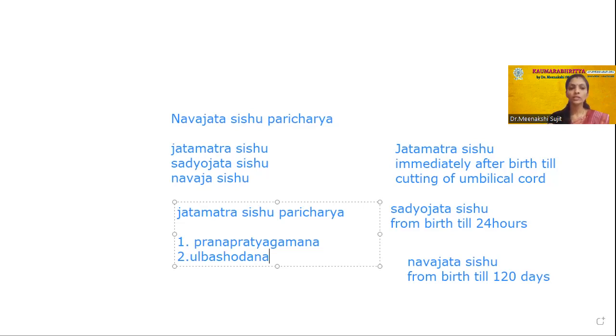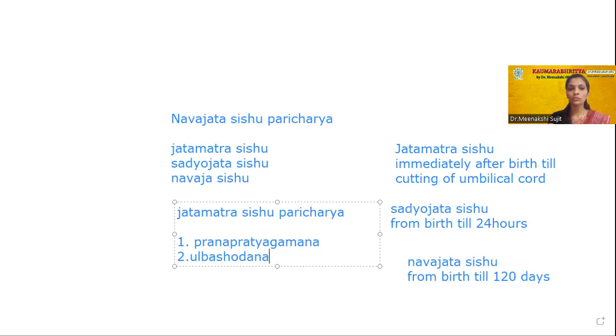Veshtite jayate ena garbhasa ulbaha prakirtitha. From the definition, ulba may be equated to vernix caseosa or fetal membrane. At birth, the skin is covered by a white colored paste, as I said. This is nothing but vernix caseosa. It is formed by the secretion from the sebaceous glands and the degenerated epidermal cells and hairs. This will be covered on the newborn skin. It protects the skin from the macerating action of amniotic fluid.